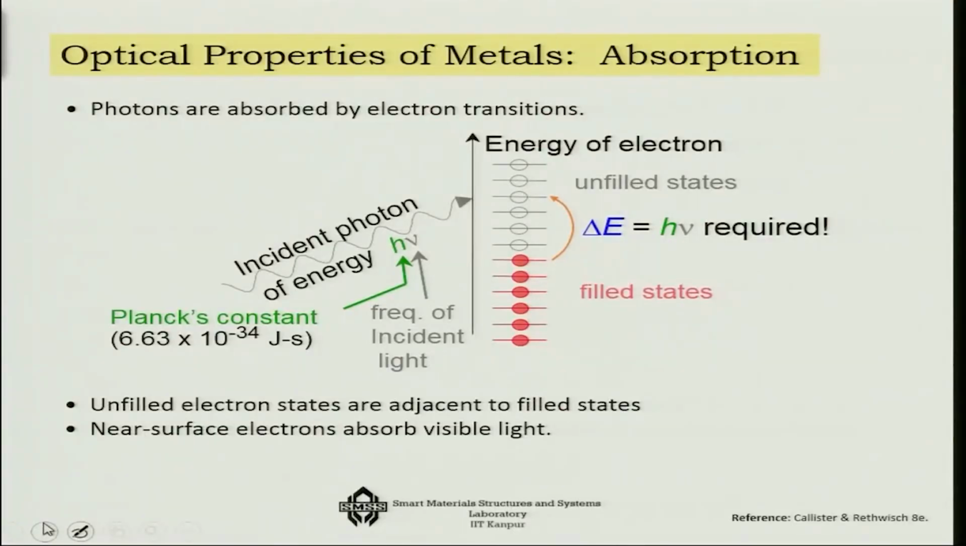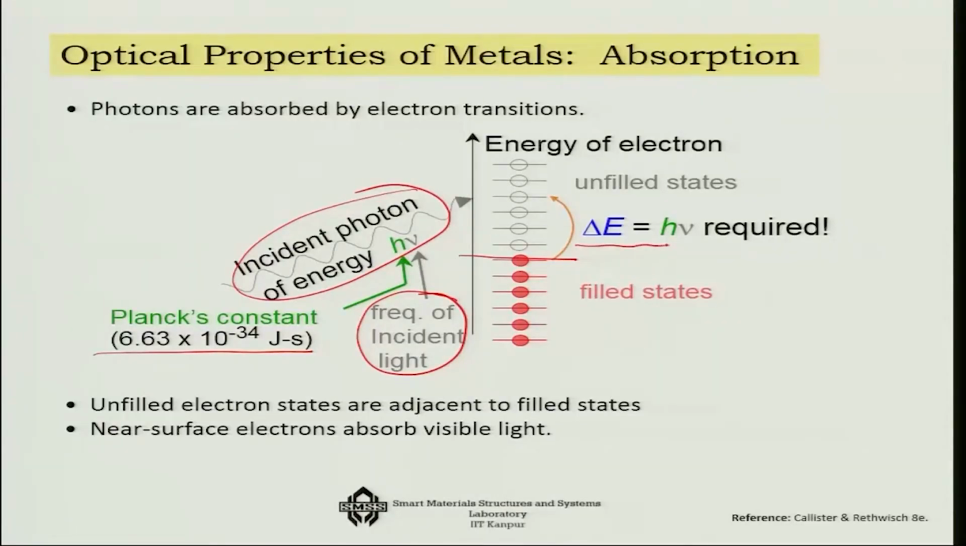Here we are telling the same thing: an incident photon has energy h nu, where h is Planck's constant and nu is the frequency of the incident light. From the filled state at the Fermi energy level, the h nu is the source of the delta E, and the electron jumps from here to the high energy state. Unfilled electron states are adjacent to the filled states, so it just does that, and near-surface electrons absorb the visible light in the case of metals.